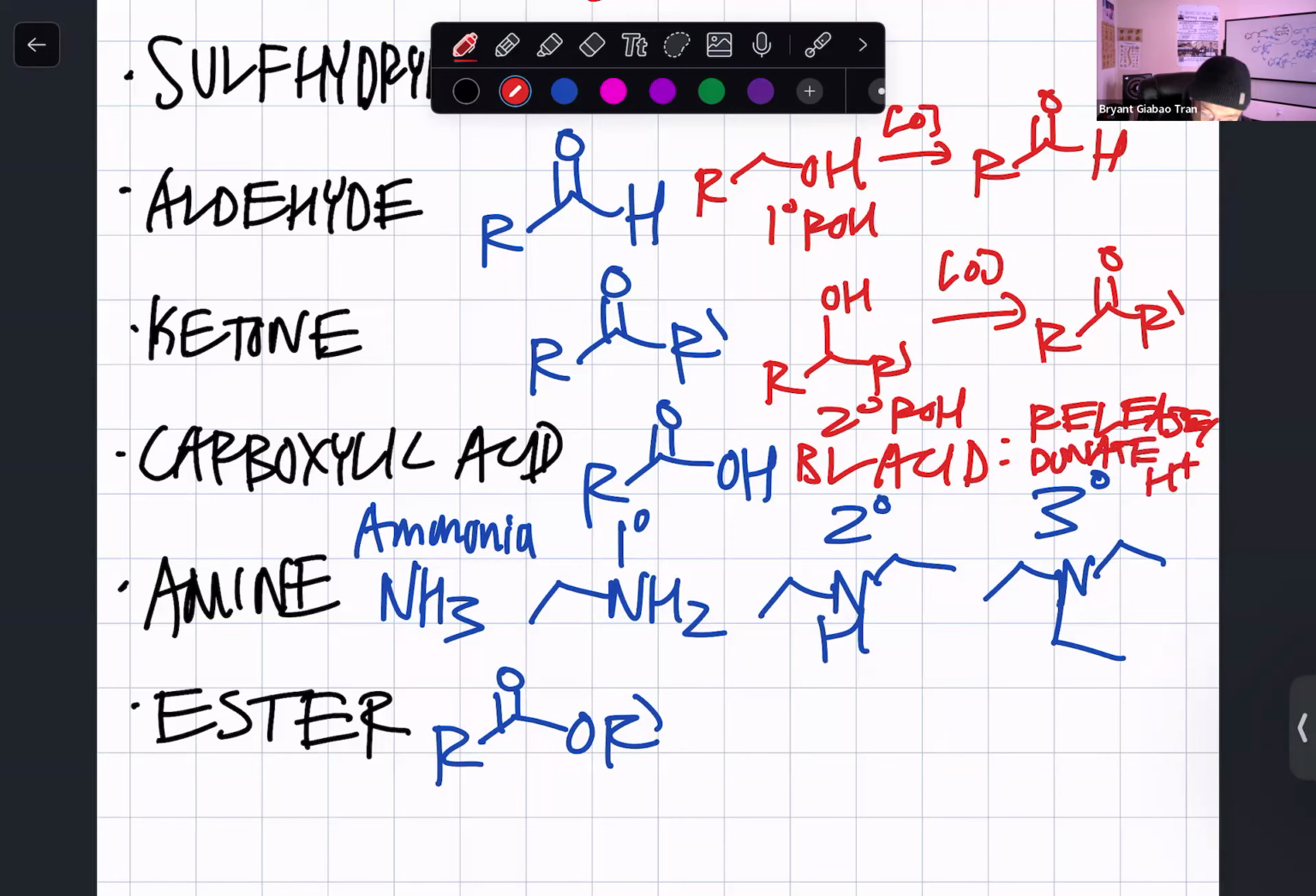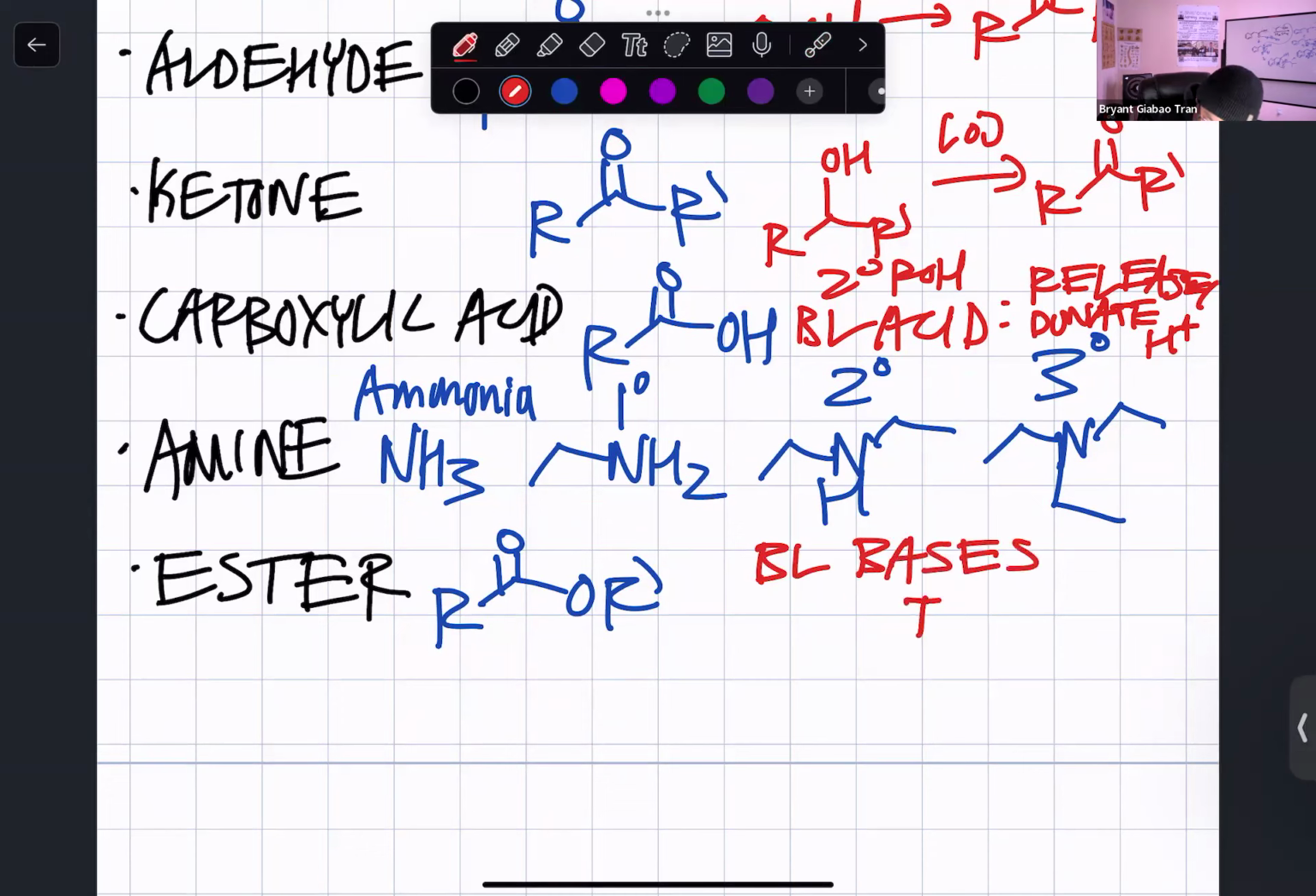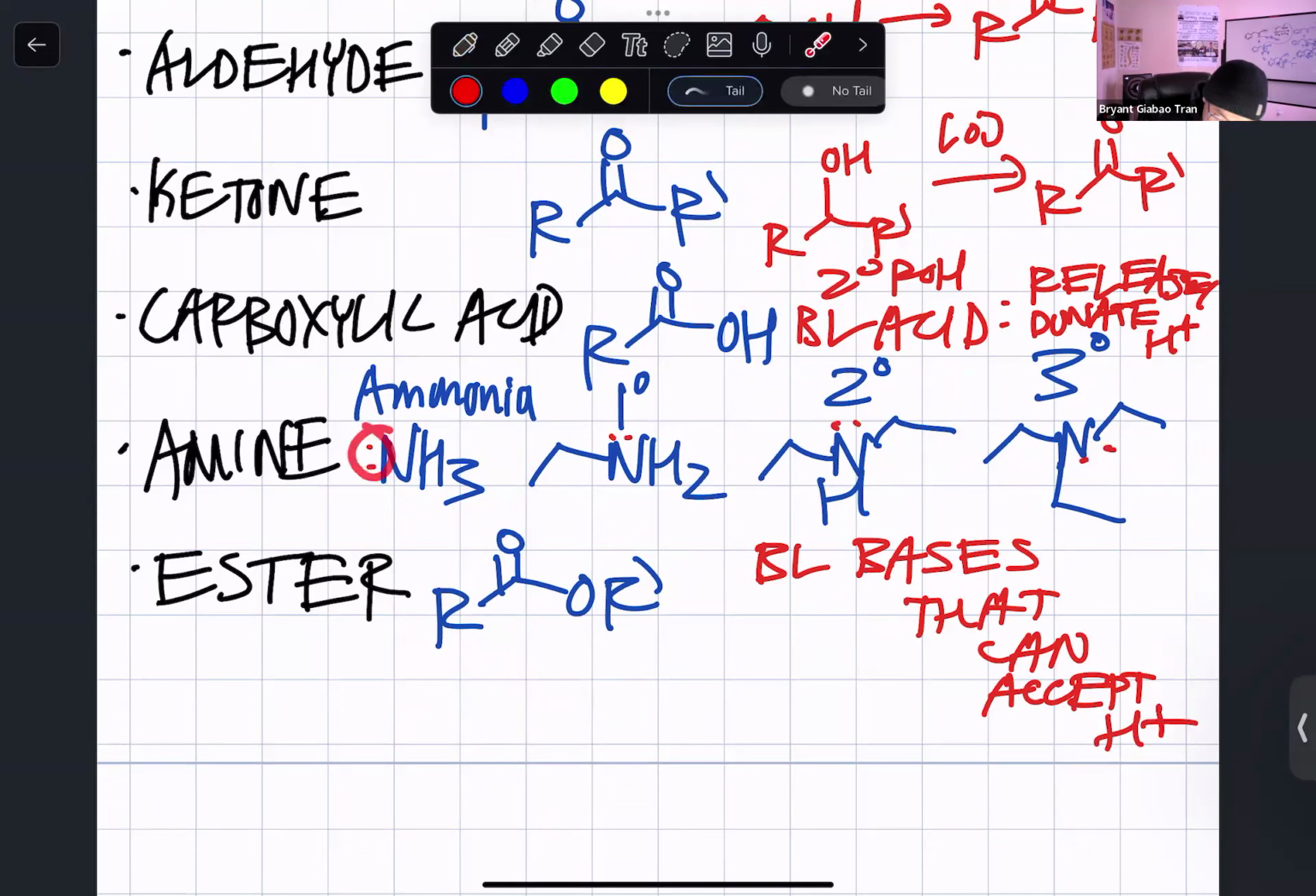Right, and that's going to be important for reactions and buffers. Amines are going to be considered Bronsted-Lowry bases that can accept protons. And they are going to accept protons by its pair of electrons on the nitrogen right there, right? Those are basic atoms because it can attack a proton using its pair of electrons.